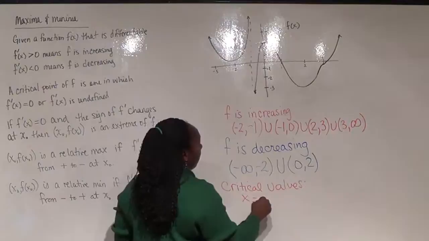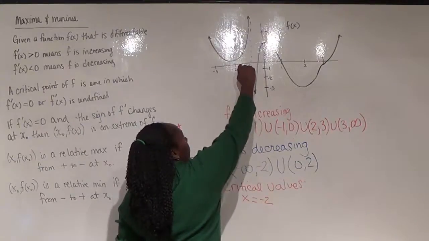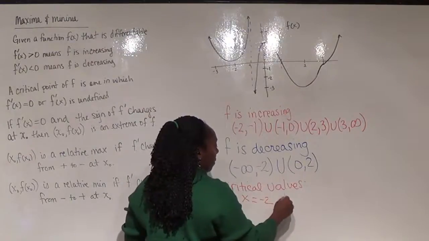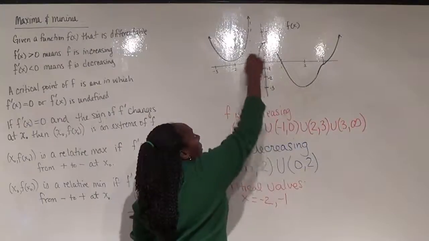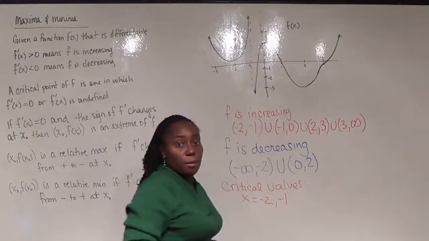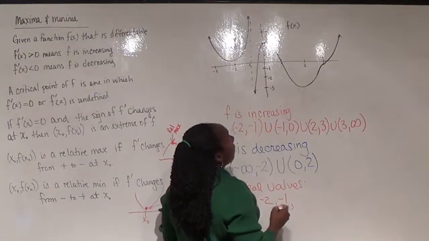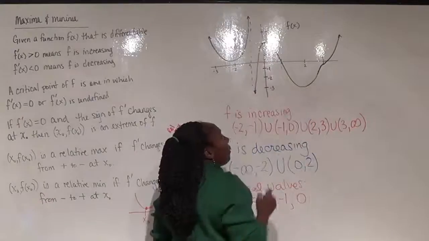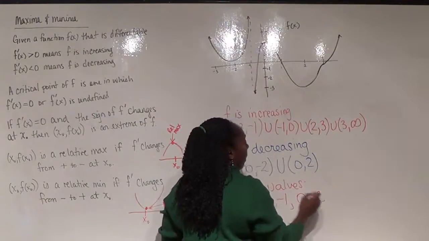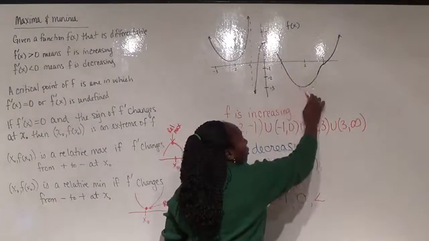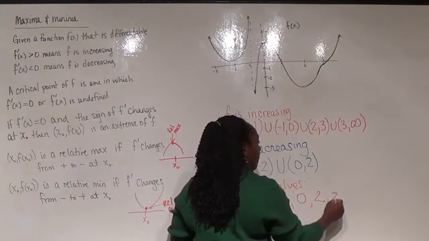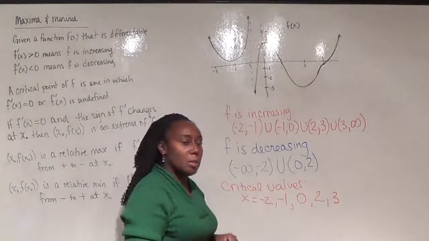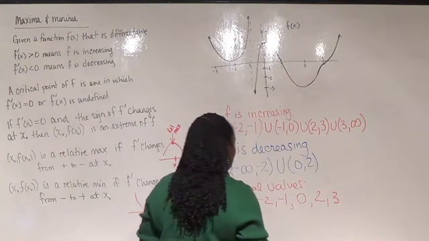So at x equal negative 2, we can see it's changing from negative to positive. At negative 1, even though it's positive and positive, there's a break in the graph. At x equals 0, we can see it's going from positive to negative. At x equal 2, we can see it changes from negative to positive. And x equals 3 was the point where it levels out before it keeps increasing.